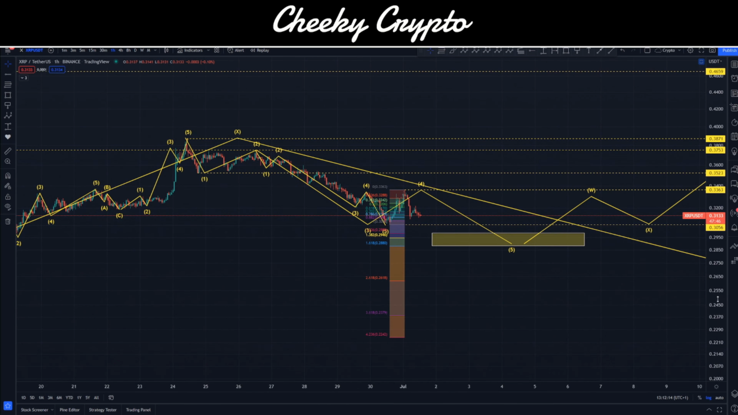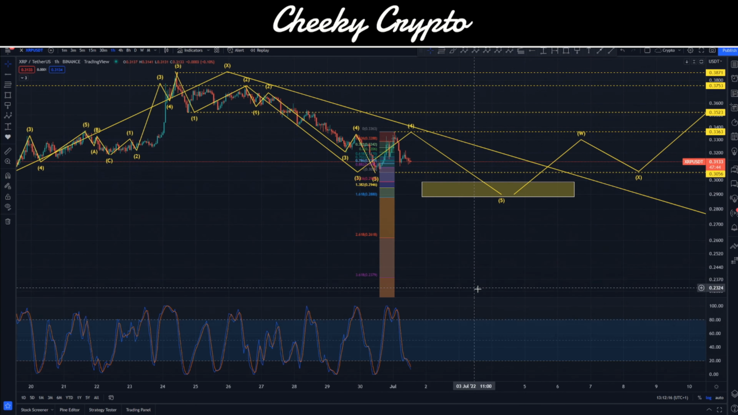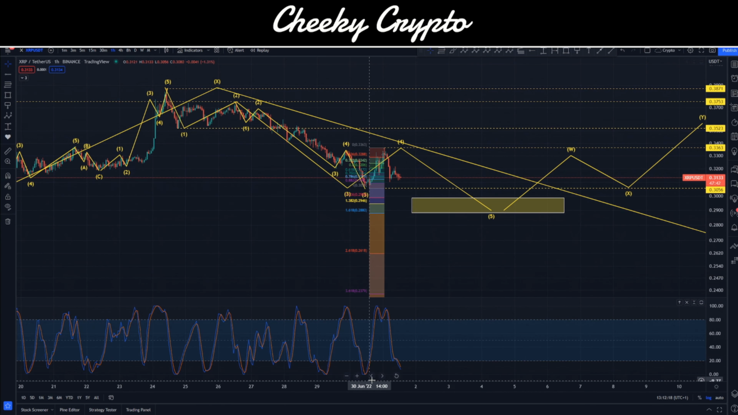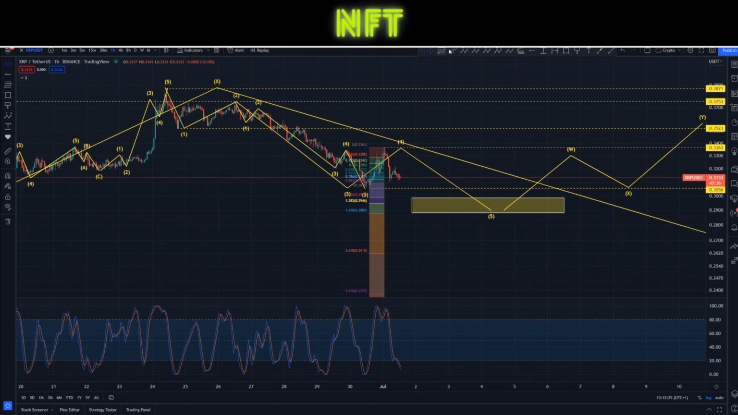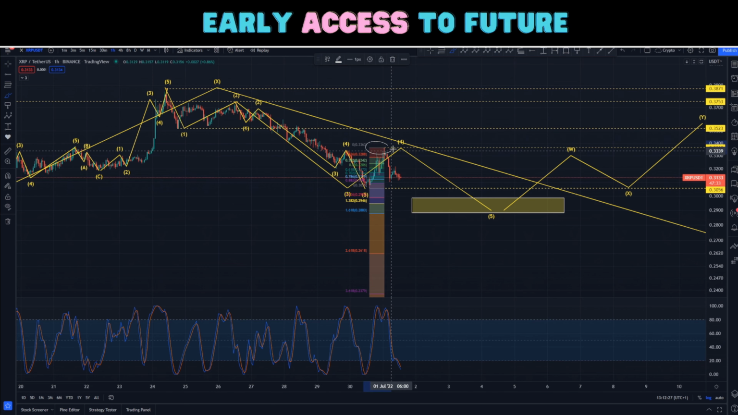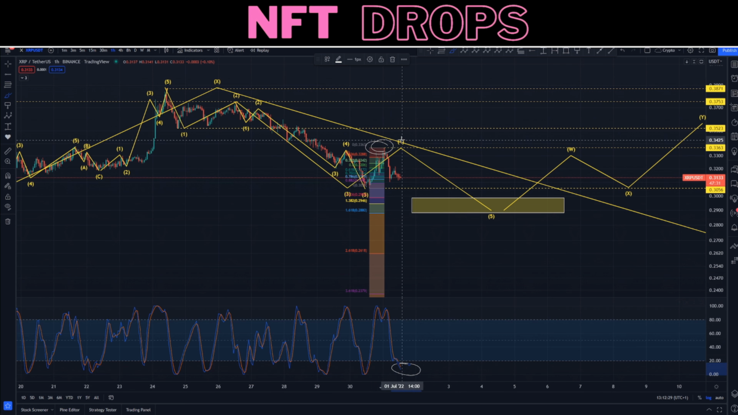But let's actually now take a look at price momentum here, okay? One of the things that we do like to do on this channel outside of Elliott Wave theory is use a stochastic RSI. The stochastic RSI helps us understand the momentum behind the price action. So right now we moved from overbought to oversold area just here.